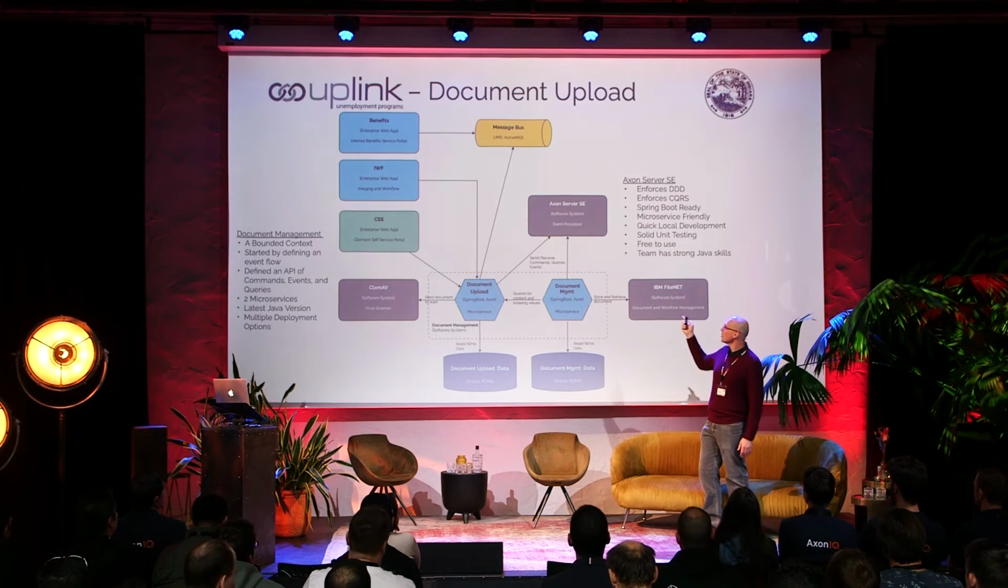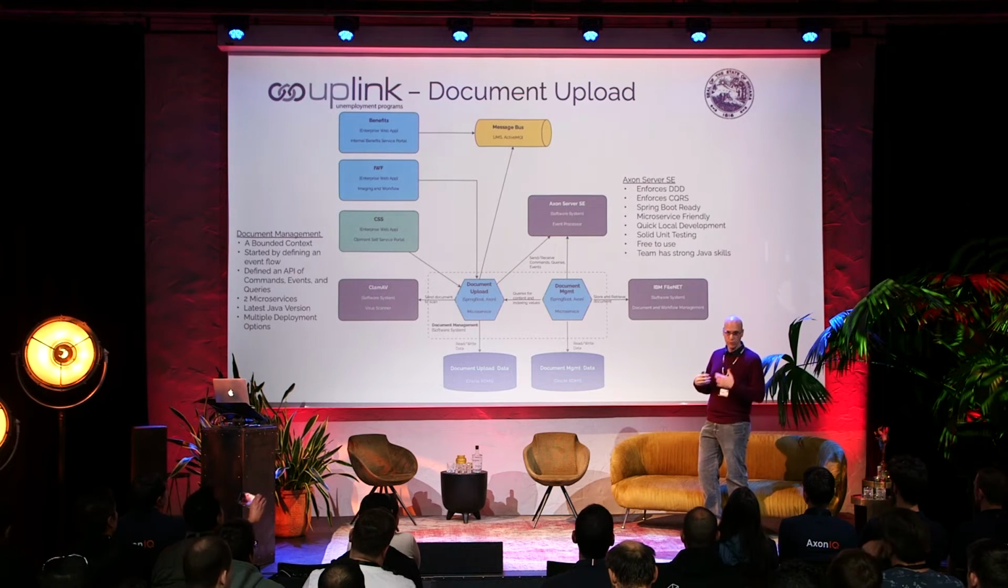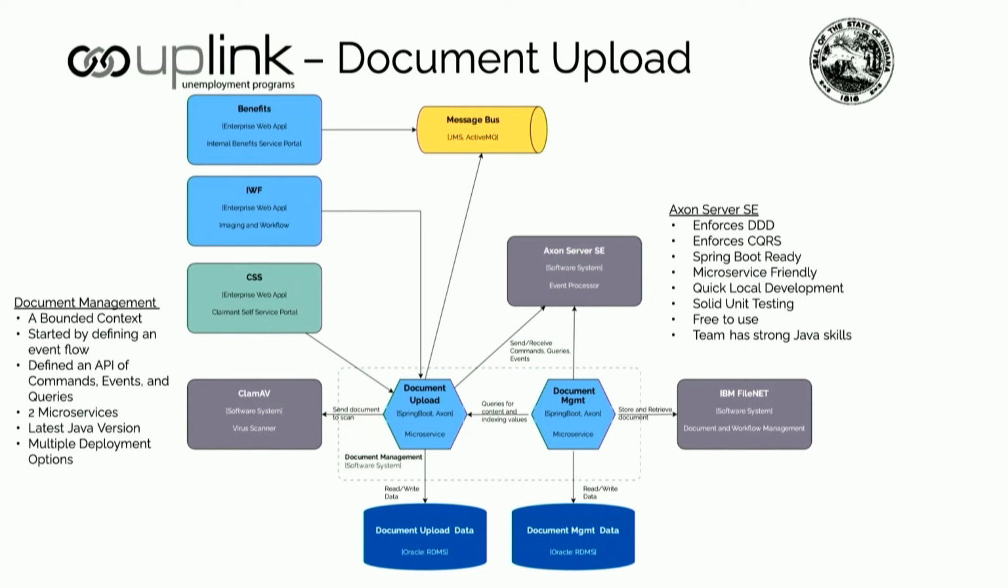We started with Axon Server SE. This was our first foray with Axon Server. It was my first try with it. It's hard to buy things for the state. And so, hey, it's free. Why don't you use the free thing? Okay, we'll use the free thing. It works well. It really works. I mean, you guys did a good job.